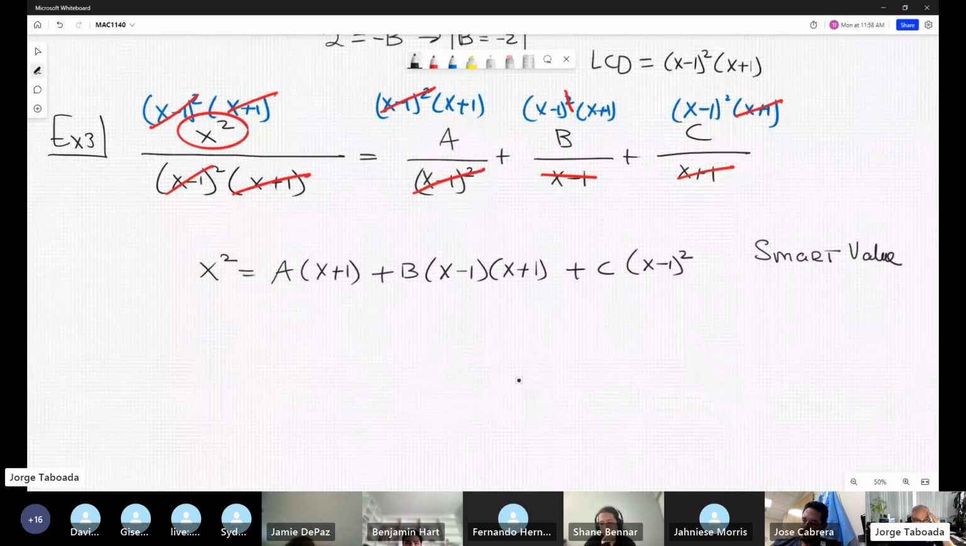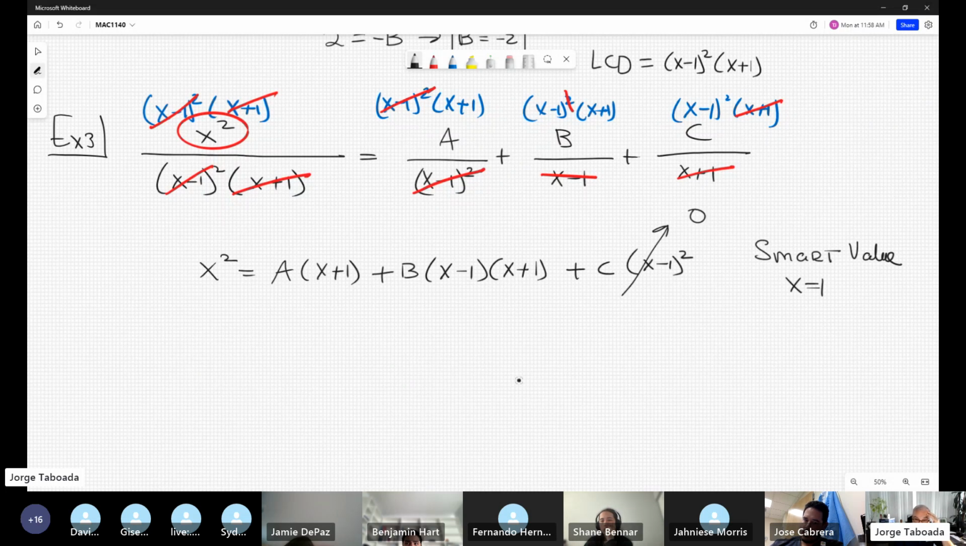Smart value, and in this scenario, smart value one maybe. How do you know? Because when you plug in one here, one minus one is zero, and that part disappears. I stay only with A. So when you evaluate at one, it's easy. One squared is 1, and A times (1 plus 1) is 2A. Actually, A is equal to 1 half. 1 squared is 1, 1 plus 1 is 2, divided by 2, A is 1 half.